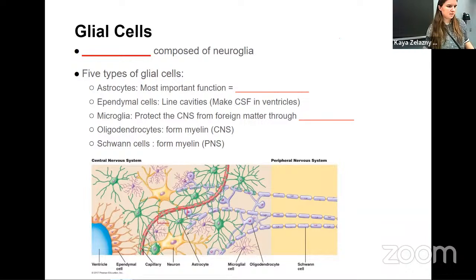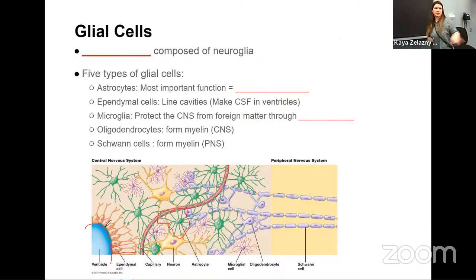Our ependymal cells are going to line cavities. So your brain has cavities filled with cerebrospinal fluid in structures called ventricles. So here we see one here. So our ependymal cells are going to help us make that CSF, among other things. So they're lining these cavities.